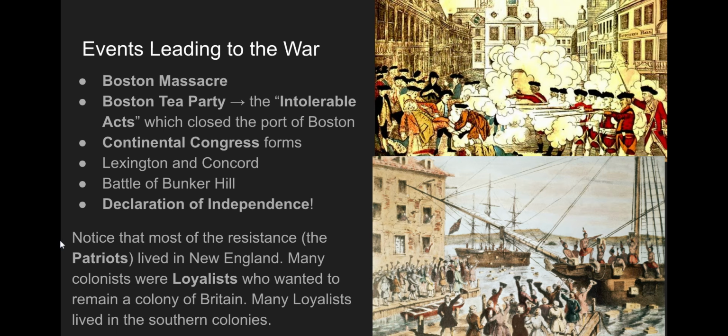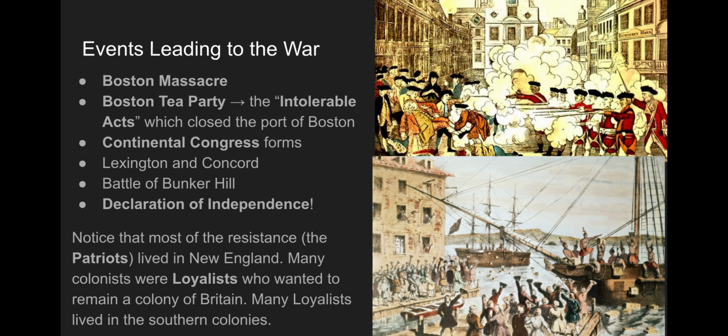Now, take note, most of the resistance, all of these issues are happening in New England. Why? They're on the coast. They trade. A lot of these issues affect them directly. So most of the patriots, the people who wanted independence, tended to live in cities. They tended to live up north.